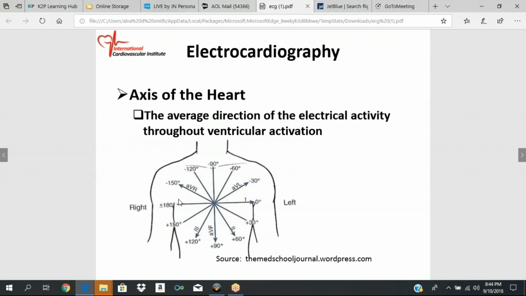Okay, lead 1 is right there. Perpendicular to lead 1 is AVF. Okay, when we say perpendicular, we mean 90 degrees. The angle is 90 degrees. So lead 1 is here. Perpendicular to lead 1 is AVF.